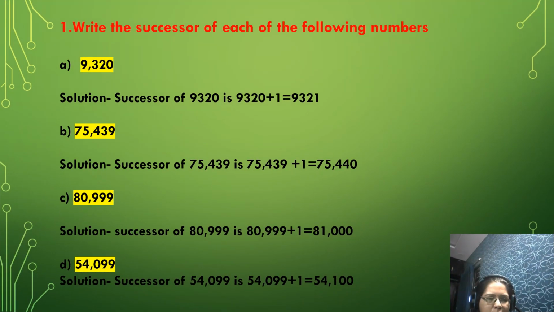Now we have to solve question number 1. Question number 1 is: write the successor of each of the following numbers. We have to find the next number, that is, the number after the given number. The first number is 9,320. We read it as 9,320. We have to find the successor, that is, we have to add 1 to this number. Successor of 9,320 is 9,320 plus 1.